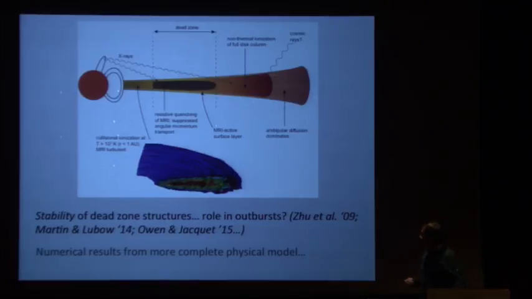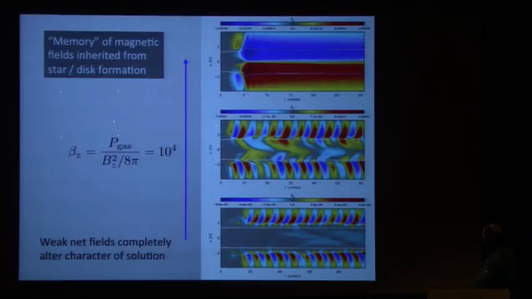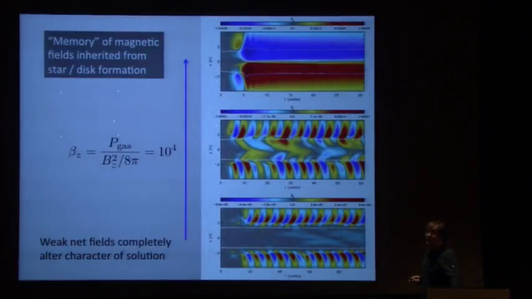What I now want to show is some numerical results from more complicated models, more complete physical models, which include this full array of the non-ideal effects that are taking place. And I would say in general, qualitatively, they do support this kind of picture, which is based, as you could see, on quite simple sort of timescale arguments in the simplest case, but they also show some surprises. So the first surprise is that there's a very strong role, it appears, for net magnetic fields which would be inherited from the star formation process.